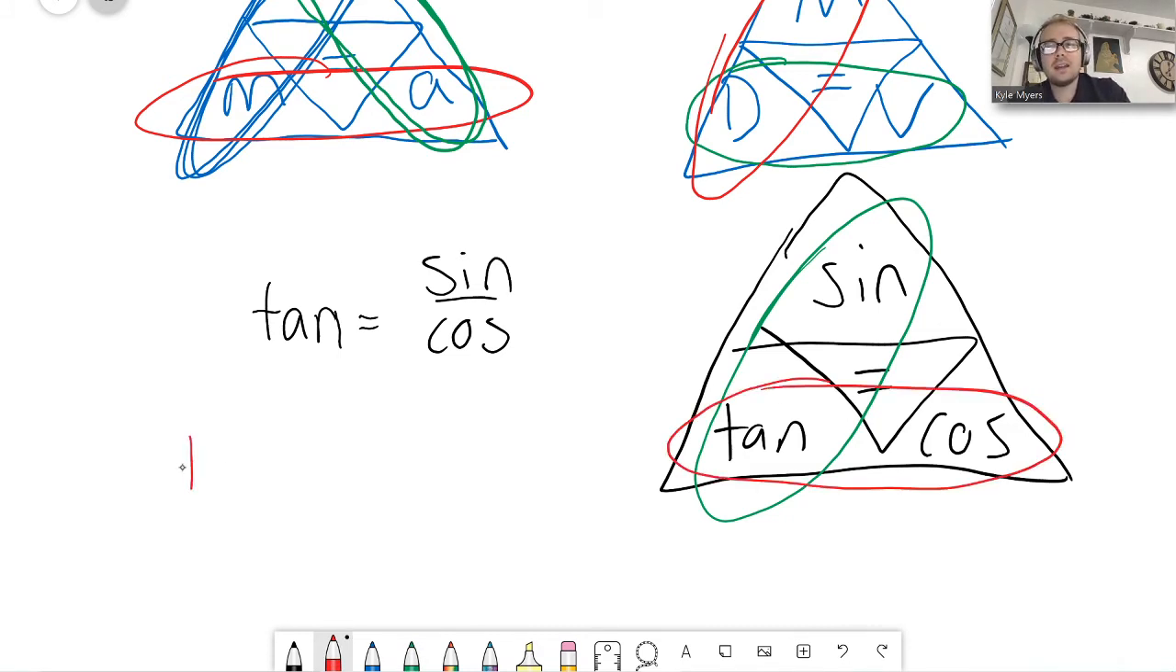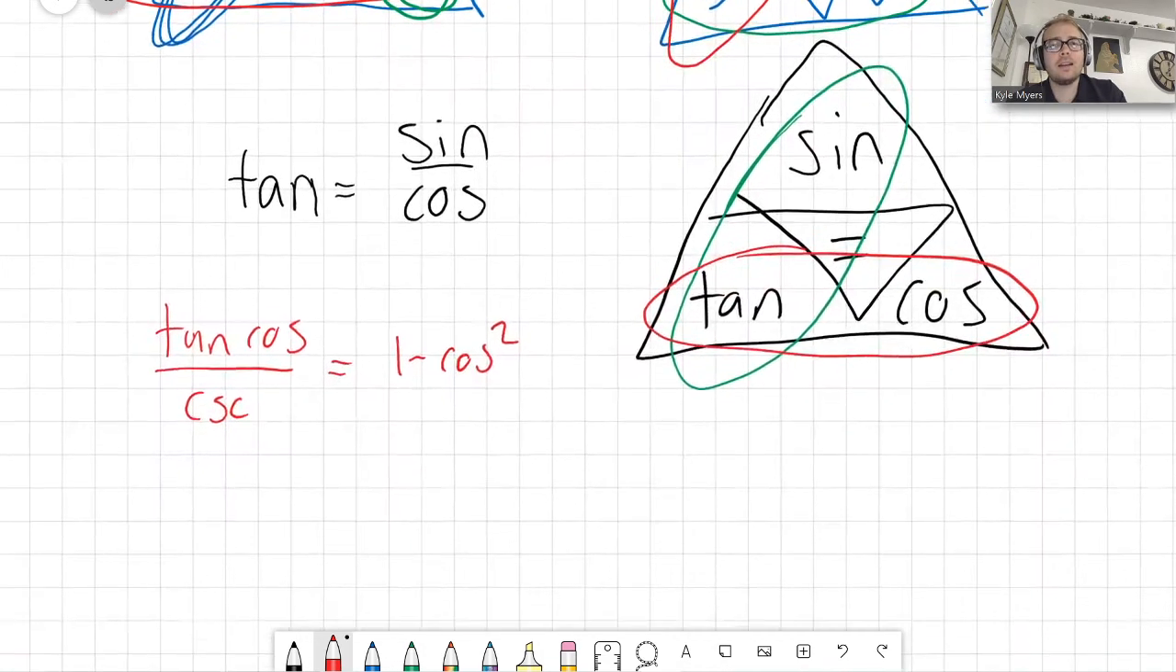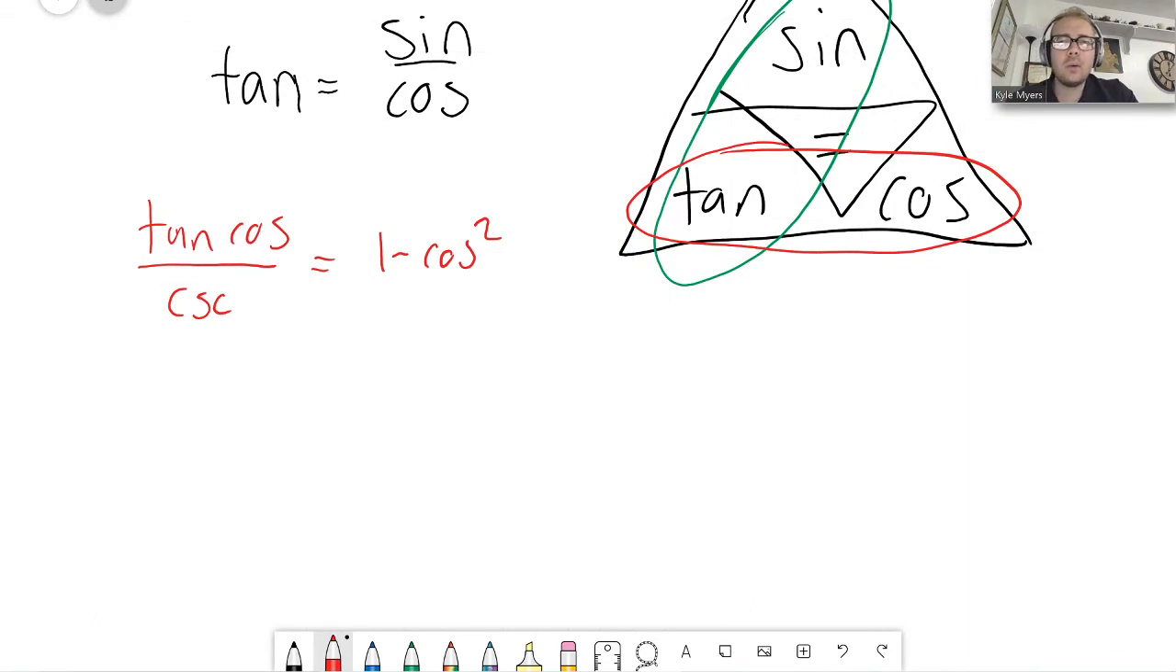So if I said tangent cosine over cosecant is equal to 1 minus cosine squared, like if I wanted to prove that identity. Well, I could say, okay, tangent cosine over cosecant, how am I going to turn that into 1 minus cosine squared? You might actually want to start on the right-hand side, and maybe that'll be a little easier. But 1 minus cosine squared would be sine squared.